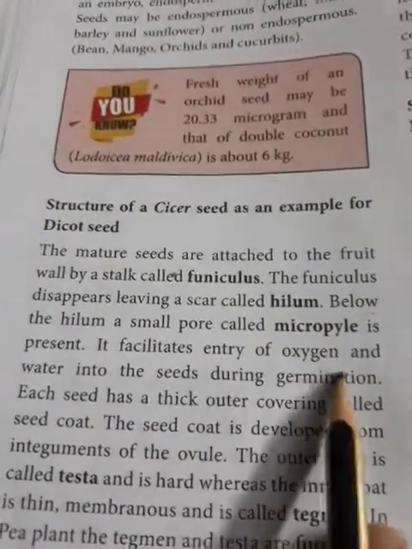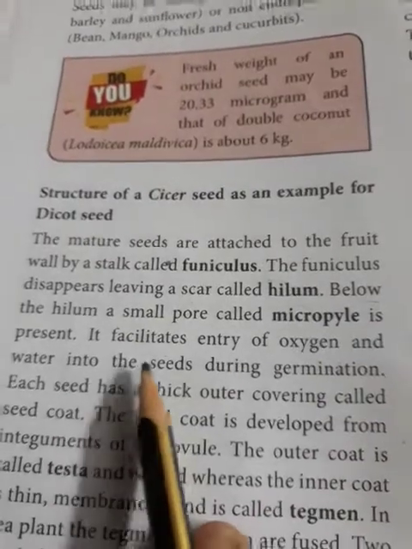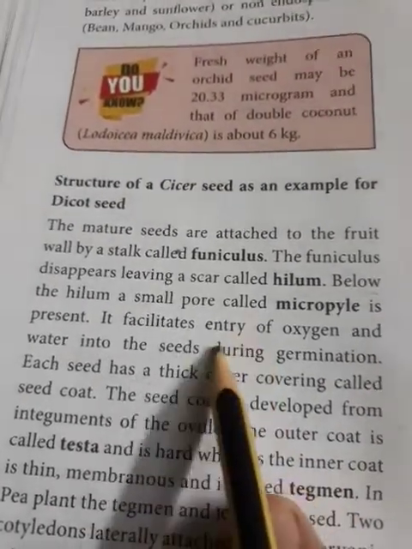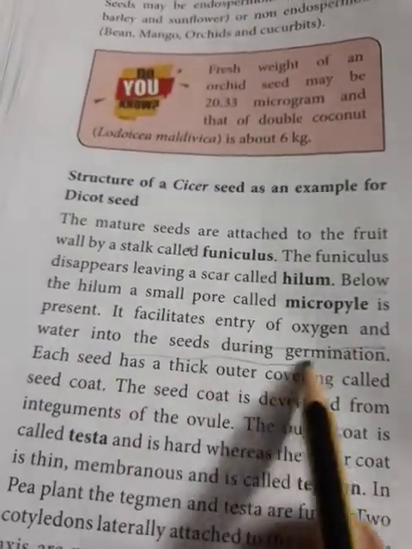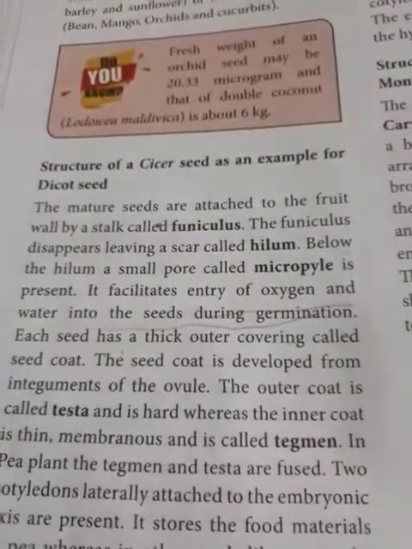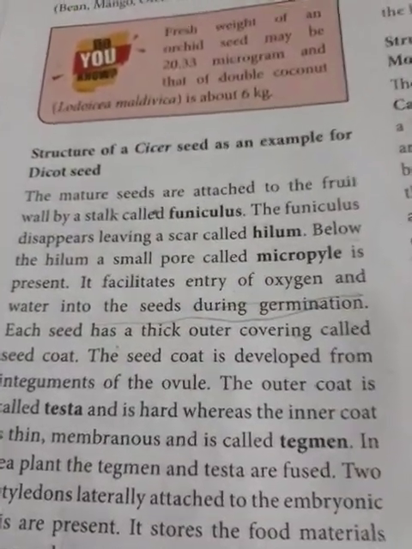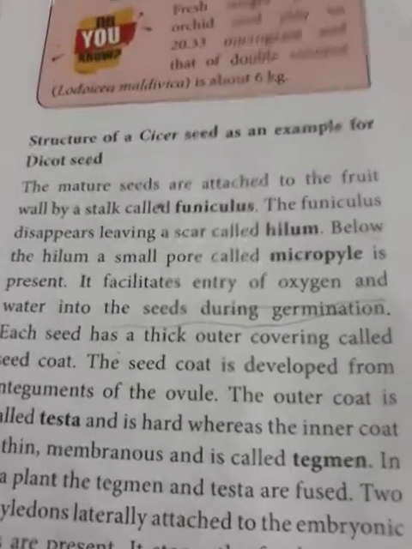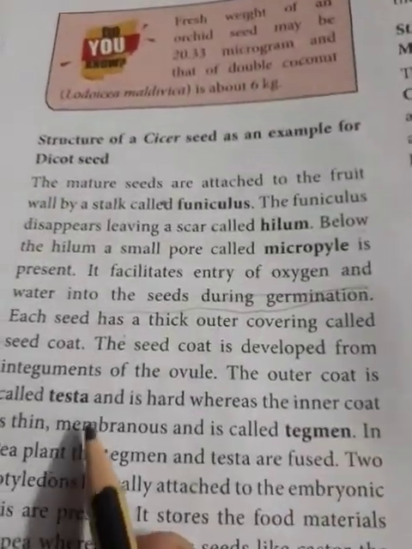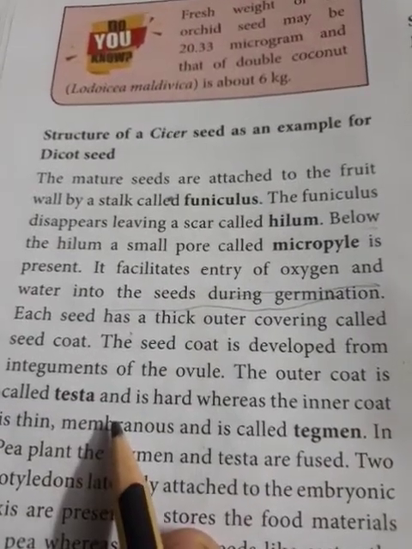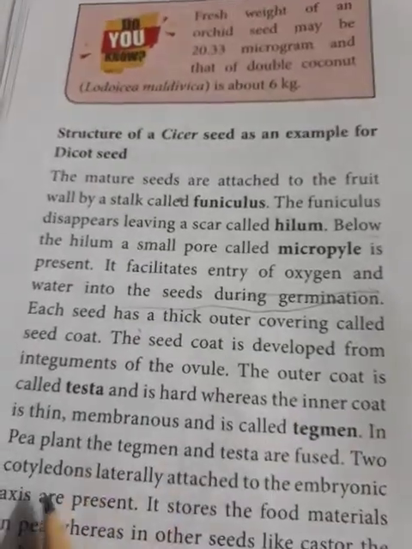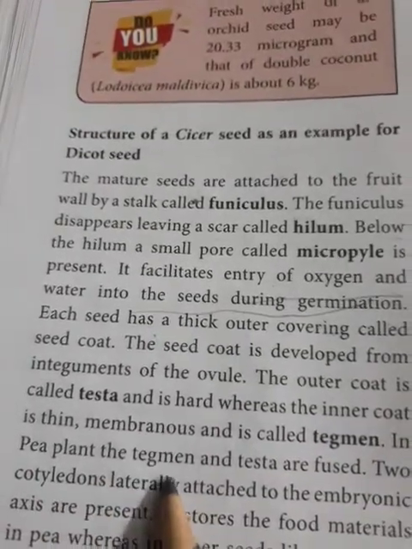Below the hilum, a small pore is present which is called the micropyle. What is the function of the micropyle? It facilitates the entry of oxygen and water into the seed during germination. Each seed has a thick outer covering which is called the seed coat. In the pea plant, only one seed coat is present, but in some other plants we will be discussing. The outer coat is called the testa, and it is hard, whereas the inner coat is called the tegmen.